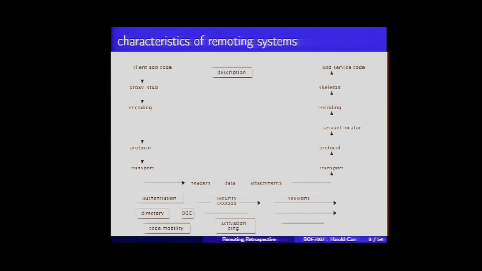And then there's a lot of other pieces down below, from authentication to security to sessions to directory services to distributed garbage collection to activating a service, making sure it's still alive, that's what ping means, and to code mobility, so you can ship code somewhere if you don't have it and you need to run it. Not necessarily all those things are a good thing. I'm just saying they exist.